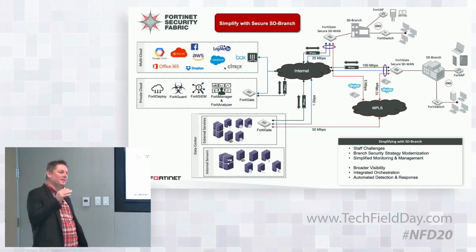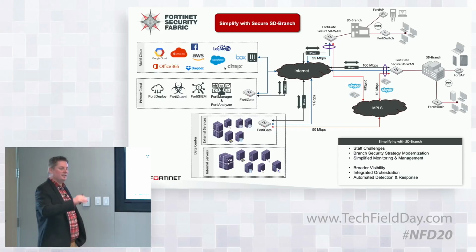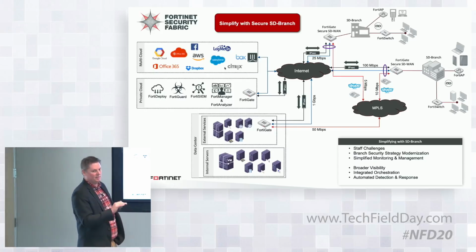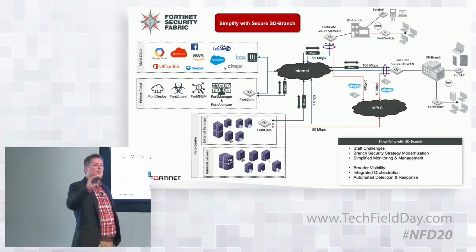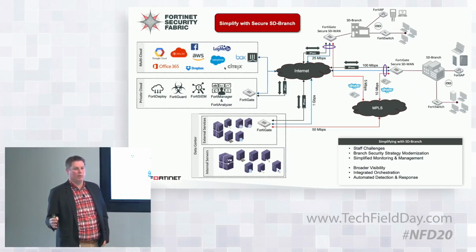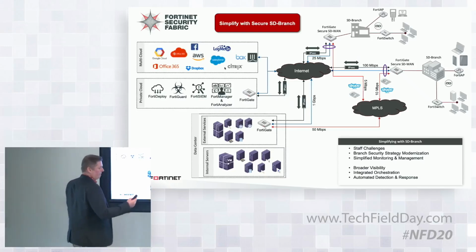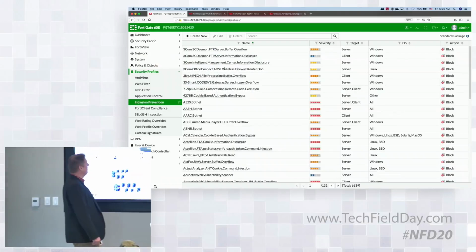So automate detection, automate response, not just at the firewall or at the edge, but to be able to integrate that automation throughout the branch. And so that's a huge benefit for us. So Peter, let's go ahead and take a look at that.